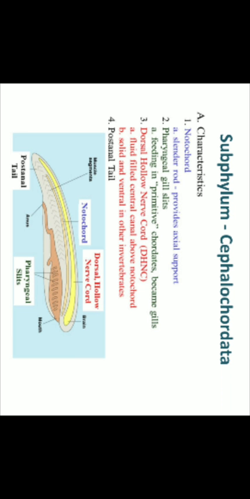A closed circulatory system is present. Blood is without pigment, so blood here is colorless or pale white, but doesn't have any pigment. So this was an example of Amphioxus, which comes under Cephalochordata.